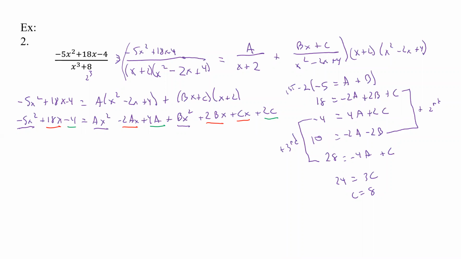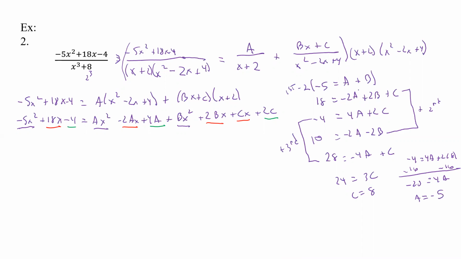Okay. And now I can just work my way back up and solve for the rest of them. So if I plug c is 8 in here, then I have a minus 4 equals 4a plus 2 times 8. So I'm going to subtract 16. And so it's minus 20 equals 4a. So a equals minus 5. Okay, so that looks good.